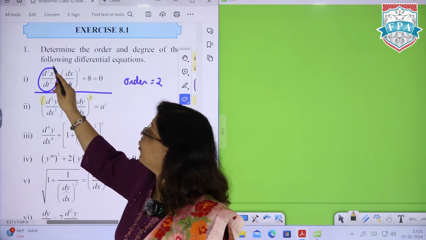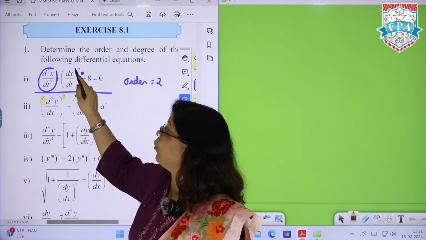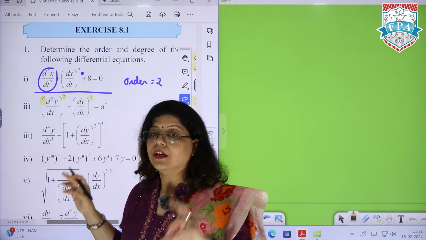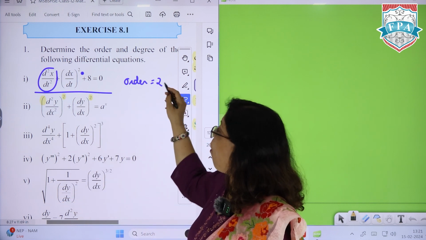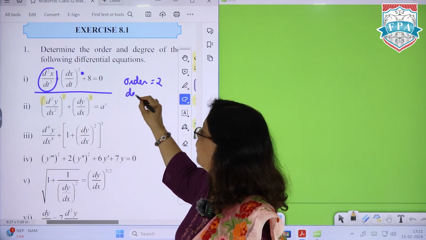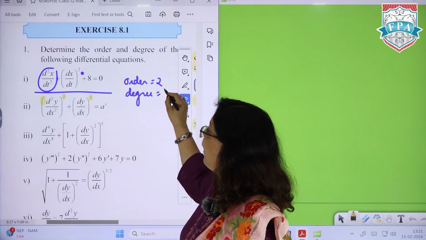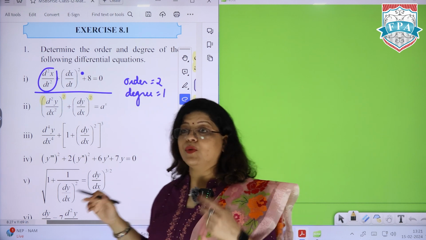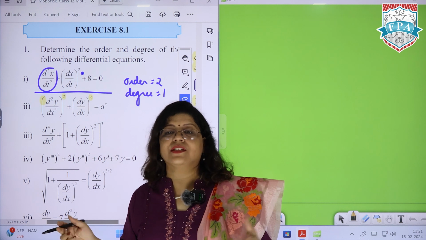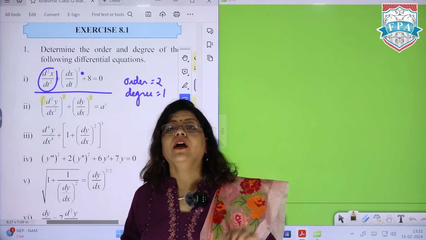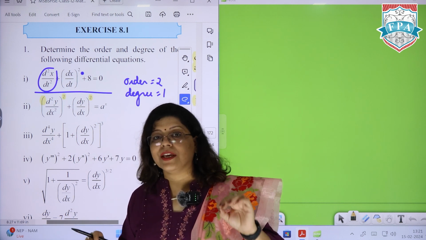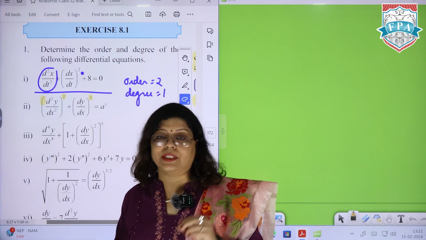And what is the power of this value? Forget about the power of dx by dt or something else. The first power, which is the order's power, will be your degree. So degree becomes 1. Sometimes kids will see 2 and think this is the highest degree. No, you have to go with the degree, or you can say the highest power of the order thing.